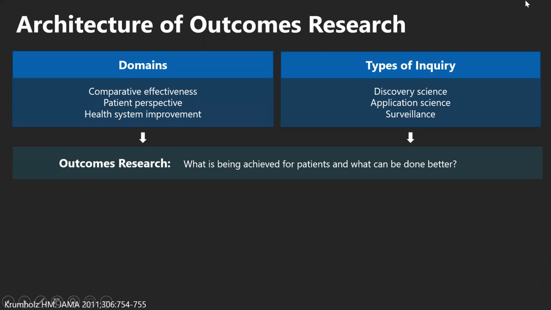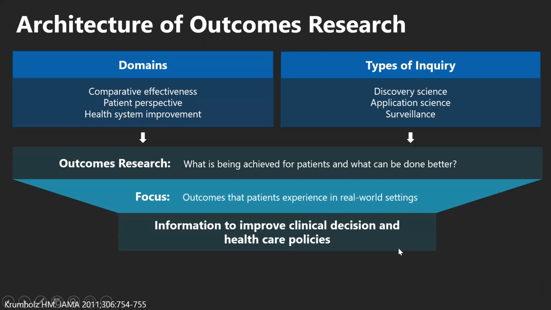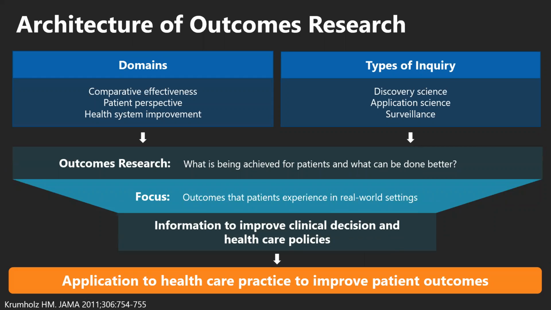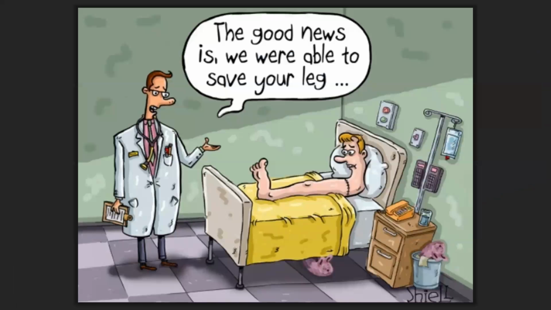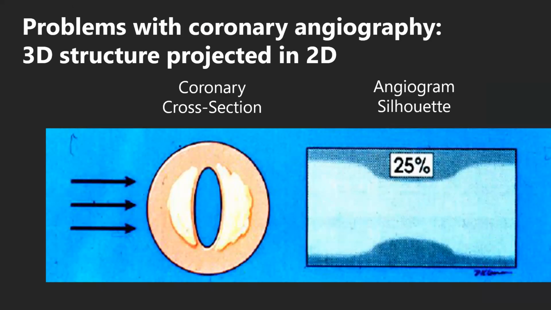At the end, outcomes research really focuses on the patients: what is being achieved for patients and what can be done better. We try to provide critical information to improve clinical decisions and healthcare policies, and apply it to healthcare practice to improve patient outcomes. Those are things that always have the patient in mind as the goal of our research. This is just a cartoon. Good news is that we're able to save the legs, but it's attached to the body. One of the things about our healthcare system is that we always think we're doing great, but sometimes we just don't have the insight into what we haven't done. This is something we keep in mind.